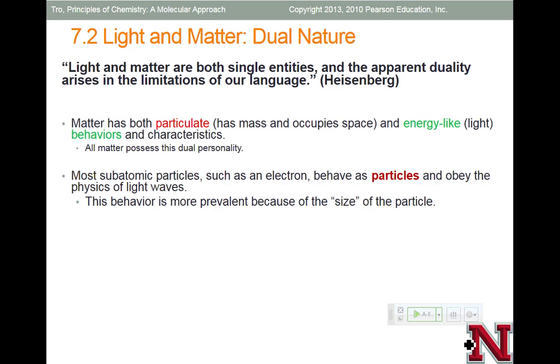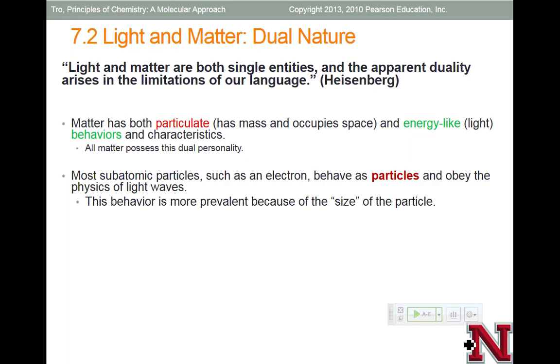So light and matter are both single entities, and they have a duality that gives us limitation in how we can understand it, and that's by Heisenberg, which of course is the same scientist that came up with the uncertainty principle. Heisenberg did a lot of work with light and matter. He specifically was in nuclear chemistry, which is what's going on with the nucleus, but he also did a lot of this. So matter has both particle properties, meaning it has mass and it occupies space, but it also behaves as energy.